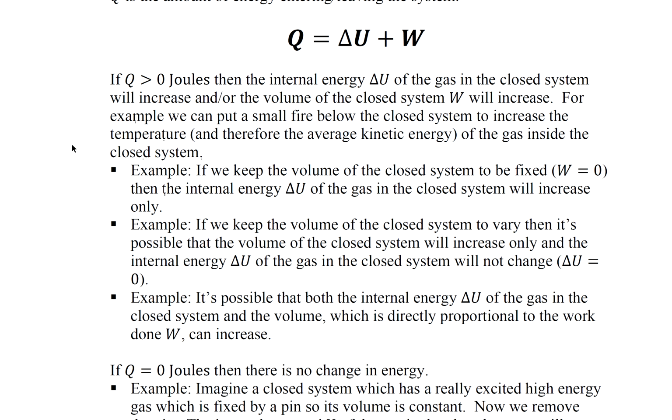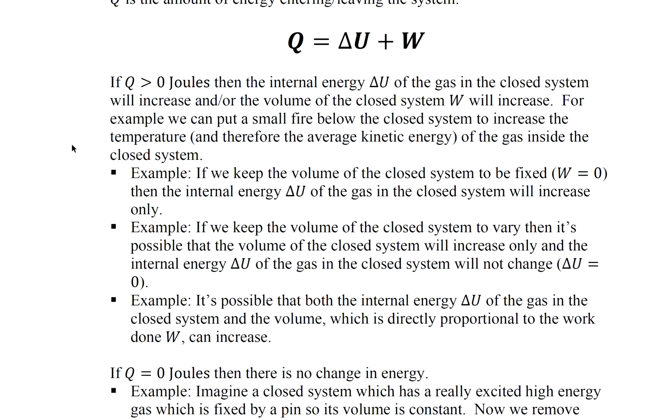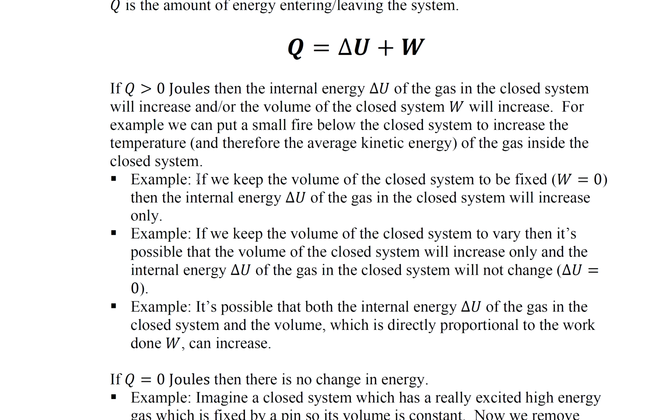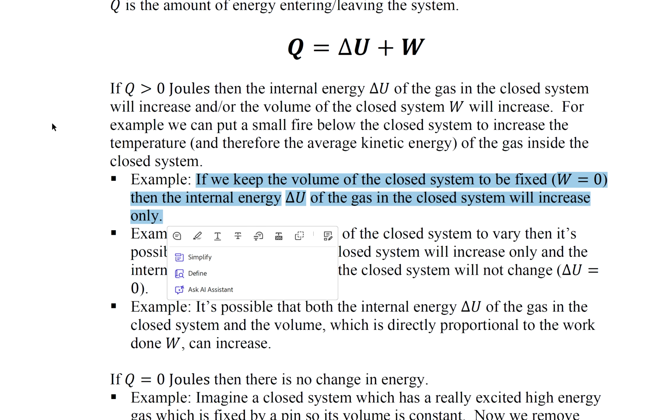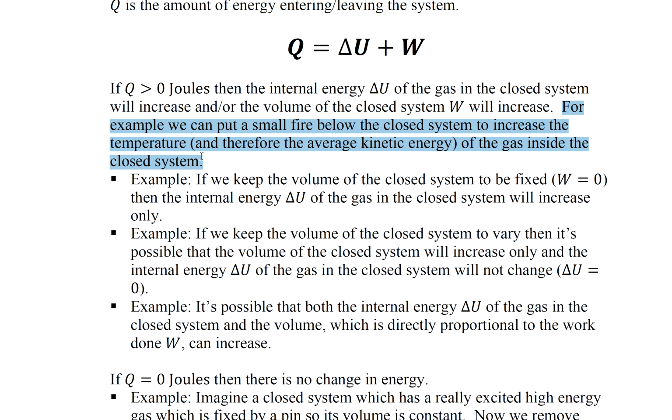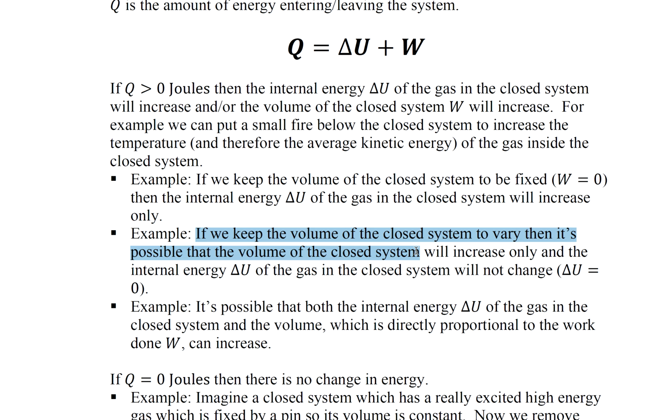Here are some examples. If we keep the volume of the closed system fixed, then the internal energy of the gas in the closed system will increase only if we put that small fire under that volume. If we let the volume of the closed system vary, then it's possible that the volume will increase only and the internal energy delta U of the gas will not change. And then it's possible that both the internal energy of the gas and the volume can increase.